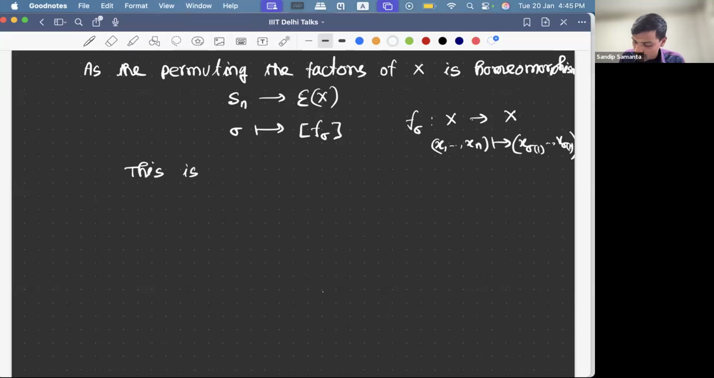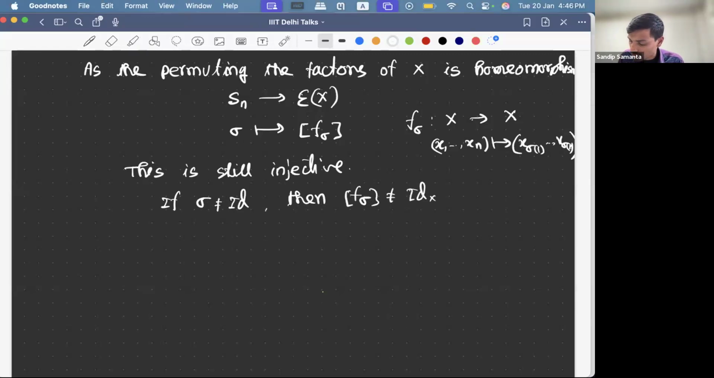This is still injective, because if not, so injective means if sigma is a non-identity permutation, then the corresponding class of f sigma is not the homotopy class of the identity map on X. And one can easily get a contradiction: if f sigma is homotopic to, so equal to, the identity, that means f sigma is homotopic to the identity map on X.